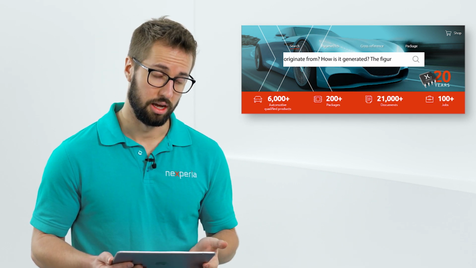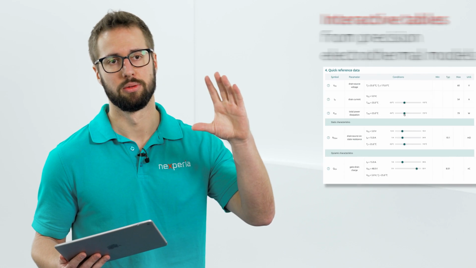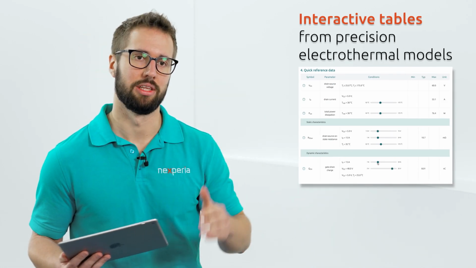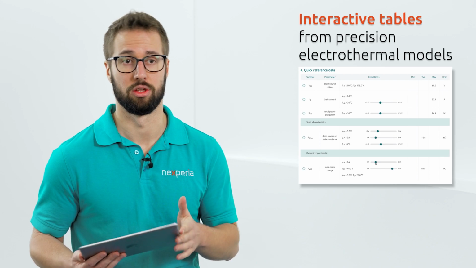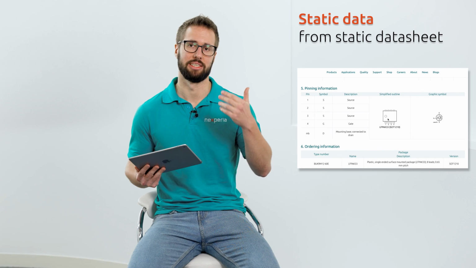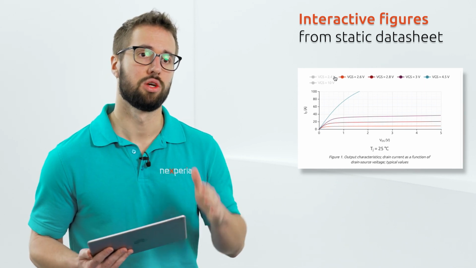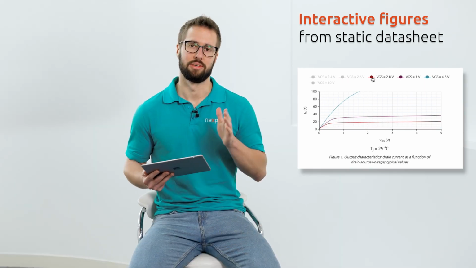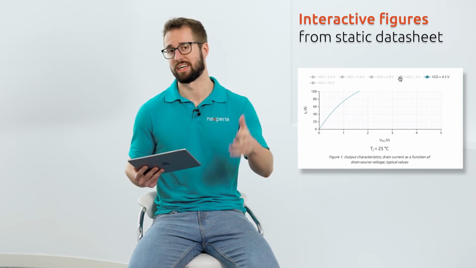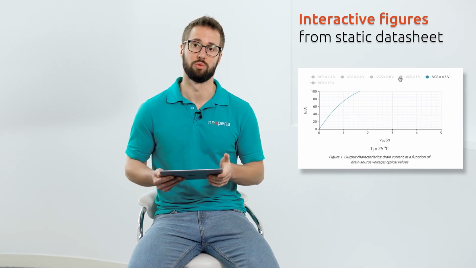Where does the data originate from? How is it generated? The figures, are they made from model data or PDF datasheet data? So we have three main areas. You have the table, and if anything is interactive within the table, then it is from our precision electrothermal model. If there's anything static, so you can't actually interact with it, that is basically a copy-paste of the datasheet version. And the last one is the interactive figures. The interactive figures, for now, are based directly on the datasheet data, which we've simply made interactive and digitized and made more easy to work with, basically.